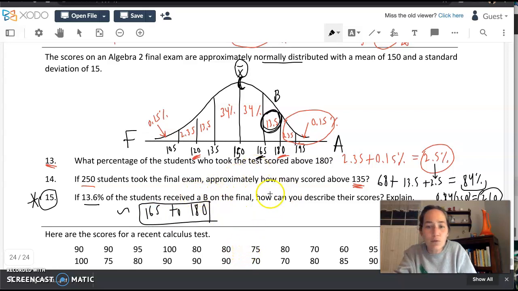And I'd say, to explain it, for a normal distribution, the C is right in the middle. The B's have to be on the right-hand side. They have to be on the upper end of the curve, and the percentage just about perfectly matches up for those scores to be your B's.